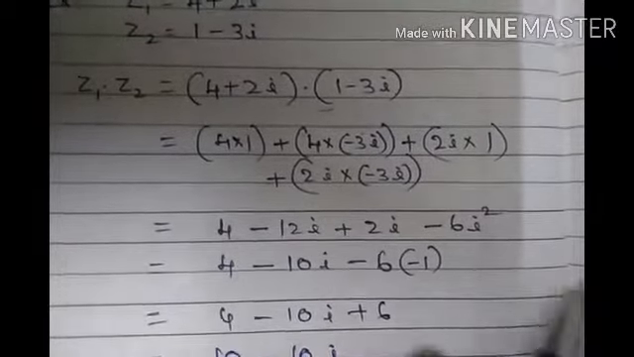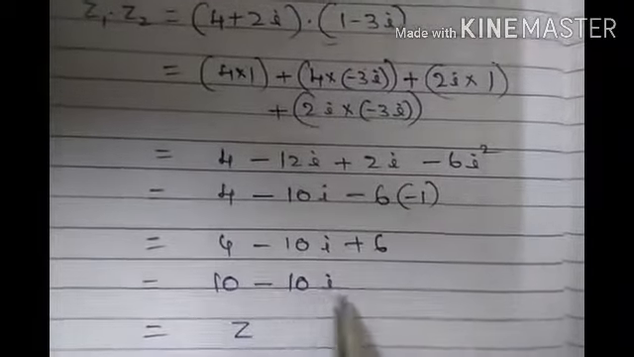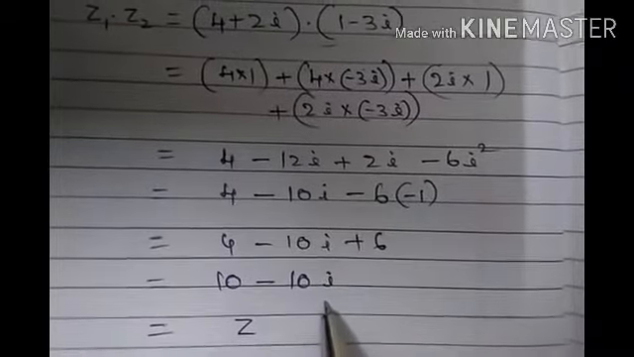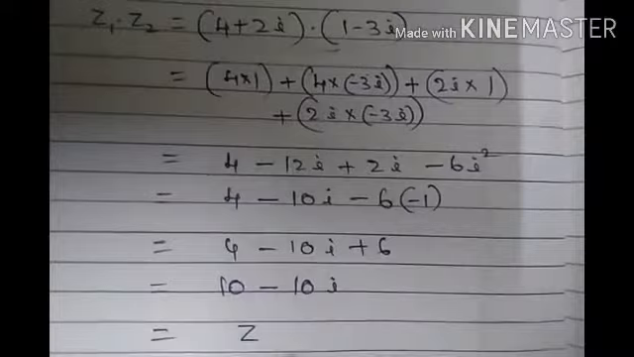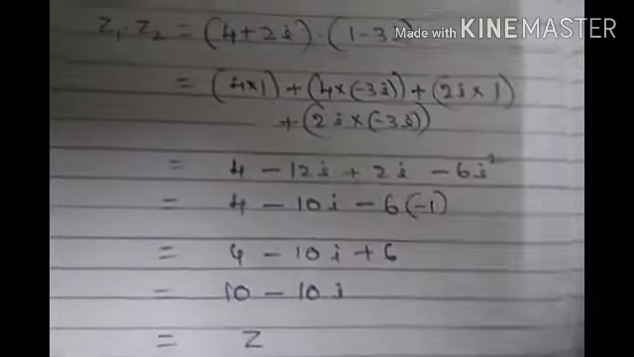10 minus 10i is again in the form of a plus ib. So it is a complex number. Therefore, you can say that the complex number set satisfies closure law with respect to multiplication.